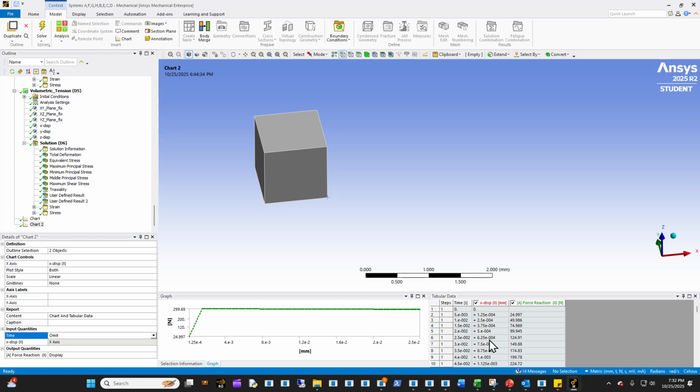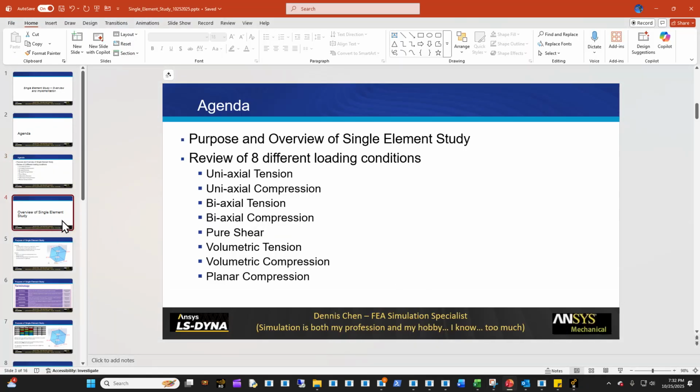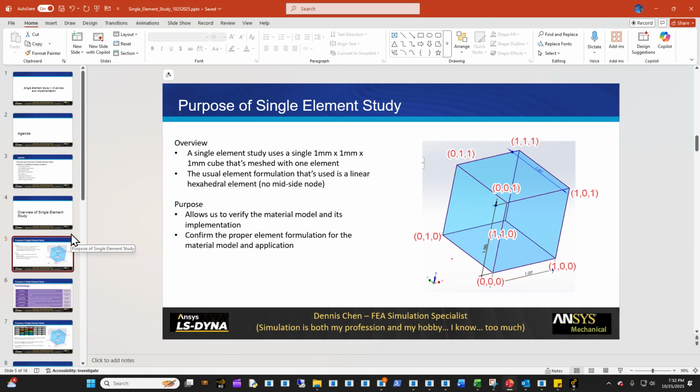Okay, let's get started. A single element study is basically exactly as the name suggests. It's usually like a 1 by 1 by 1 cube. So in my case, I use the millimeter ton second unit system. And in that regard, I'm gonna have a 1 millimeter by 1 millimeter by 1 millimeter cube. And this cube is gonna be meshed with a single element only, right? So that's where the name comes from. It's a single element study.